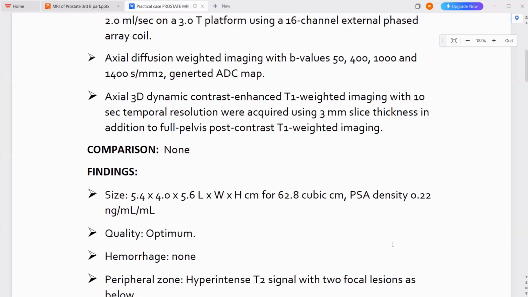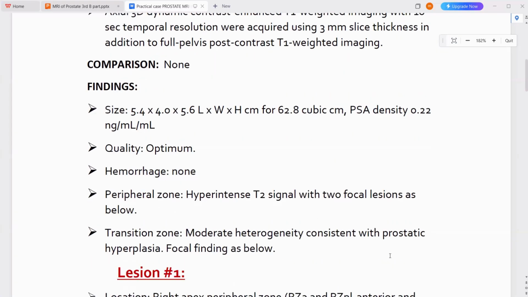Also, in this section, we will comment on the quality of the exam. In our case, it's optimum. We don't have any distortion of any anatomical structures. Hemorrhage, we don't have any hemorrhagic features. We don't have any high T1 signal. Peripheral zone, it is hyperintense T2 signal with 2 focal lesions we will describe below. The transition zone is moderately heterogeneous, consistent with prostatic hyperplasia, but we have also focal findings as below.